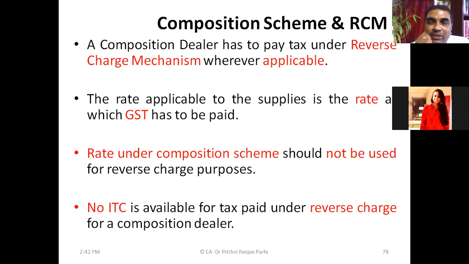Did you understand the question? All of you? Any one of you can reply. A composition dealer who is liable to pay tax at 1% availed an advocate service on which RCM is applicable. The question is whether this composition dealer on that advocate service will be paying GST at 18% or at 1%. So 18%. That is the normal rate you have to pay.